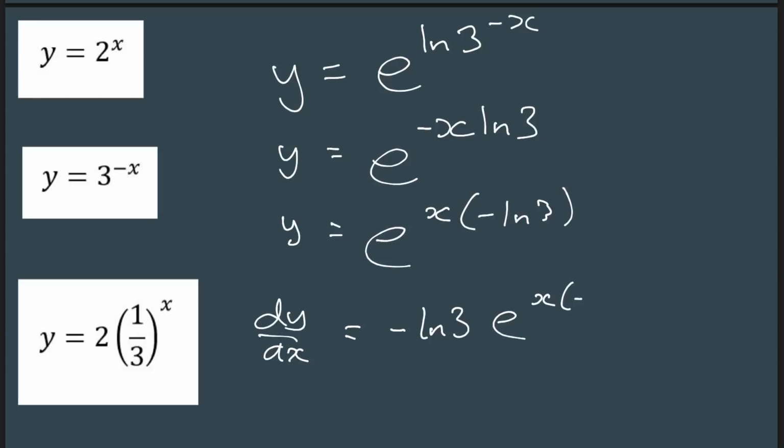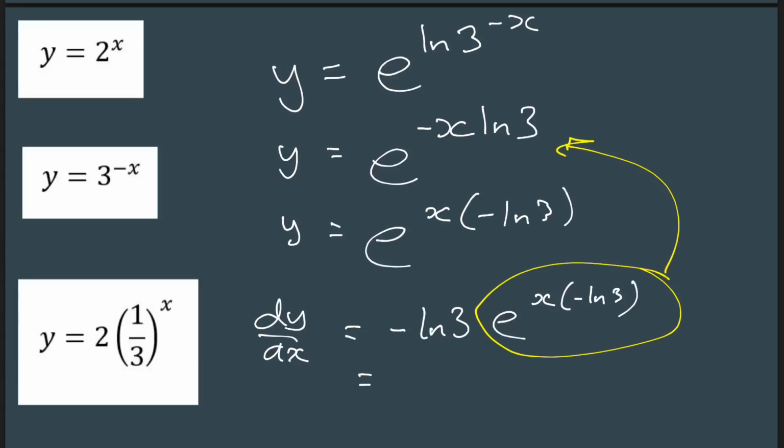And then you can then, this here is this, which is this, which is this from the beginning. So this is minus ln 3 times 3 to the minus x. Now you'll notice now that the answers are getting rather similar. There is a little shortcut to what we can do.